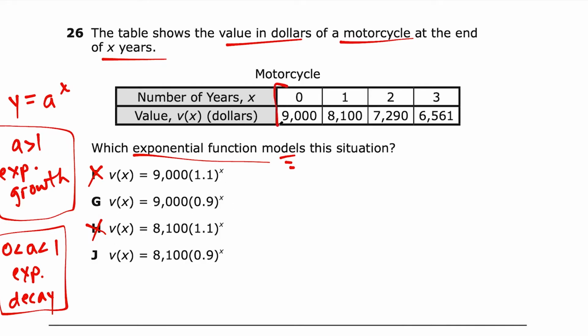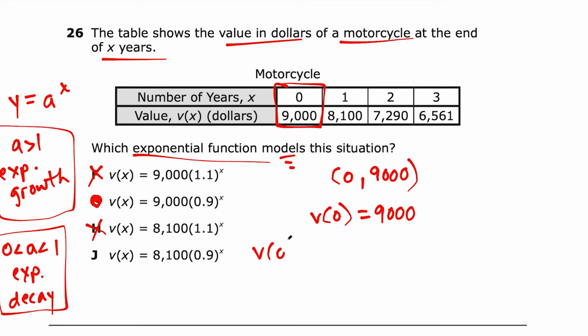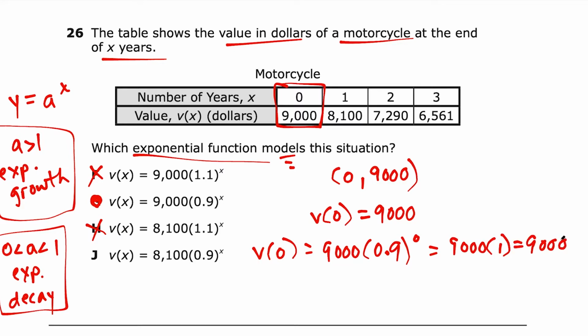And then what I could do to determine which one's the answer is take a random point like (0, 9,000). So this is my x and my y, but if I want to write this in function language, that would say V of 0 is equal to 9,000. And what this means is when we plug 0 into the answer, it should give us 9,000. So looking at it, I can see choice G is going to work, because if I do V of 0, that's going to give me 9,000 times 0.9 to the 0 power. And when I raise 0.9 to the 0, that's equal to 1. So I have 9,000 times 1, which is in fact equal to 9,000.